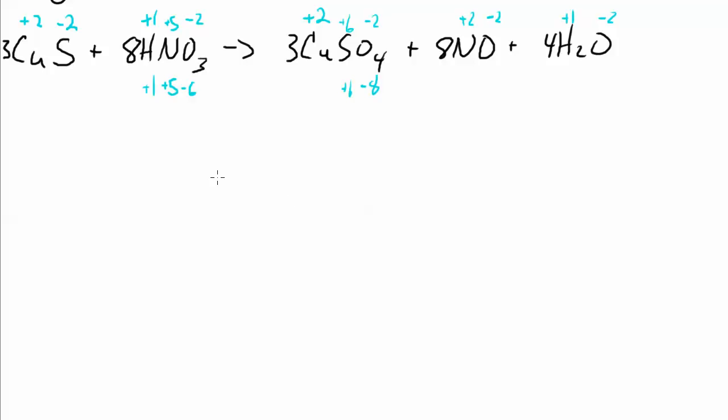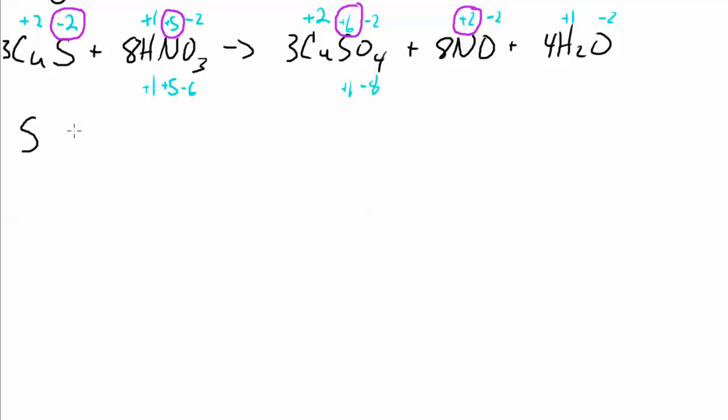So what's changed? Let's look through here and we'll kind of circle what's different this time through. So copper +2, +2, sulfur -2, +6, that's different. Hydrogen, same on both sides. Nitrogen +5, +2, that's different. -2, -2. Okay, so it looks like we have our sulfur changing and our nitrogen changing. So this is definitely a redox reaction because the oxidation numbers have changed. So let's figure out what's going on here.